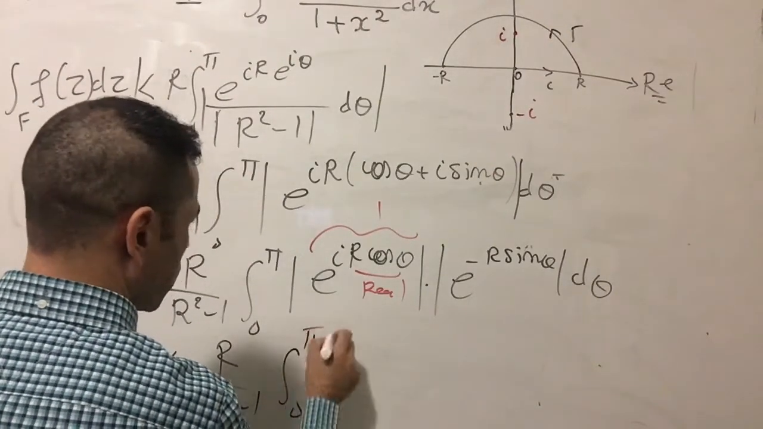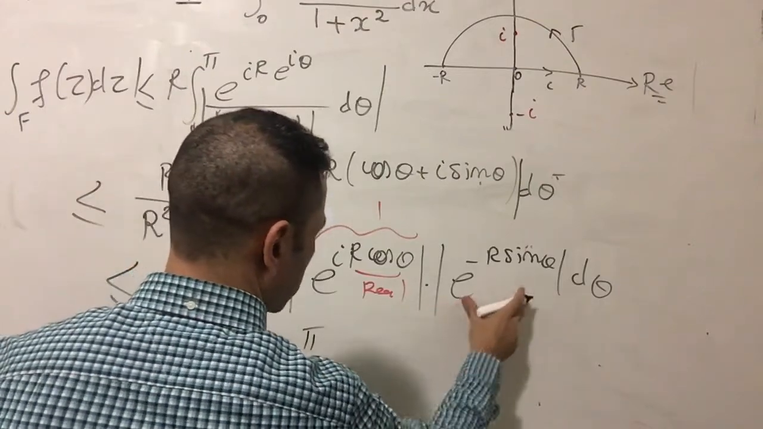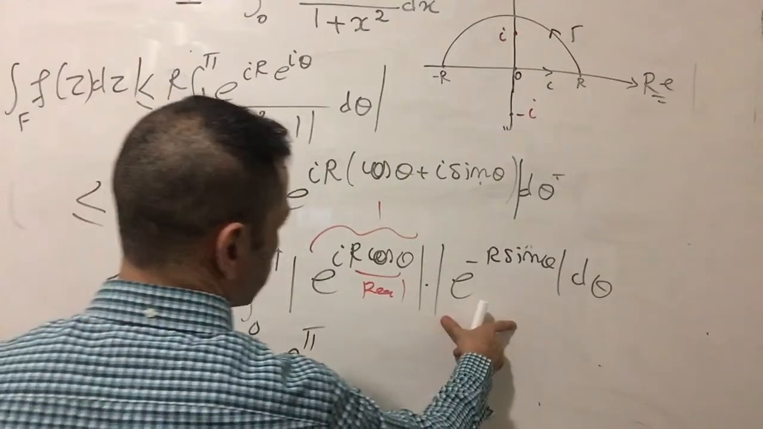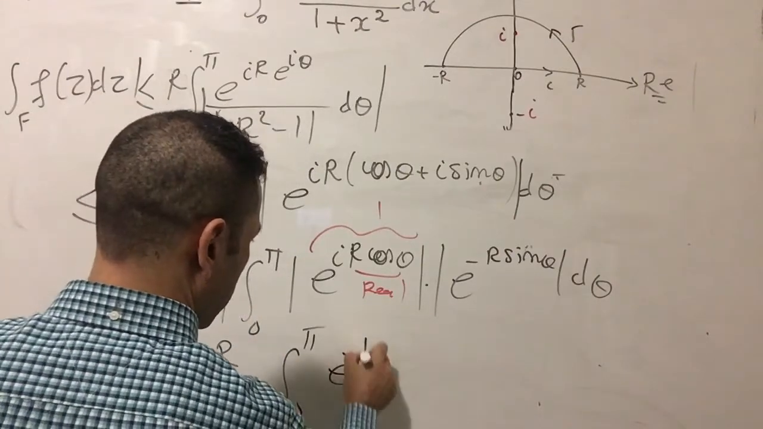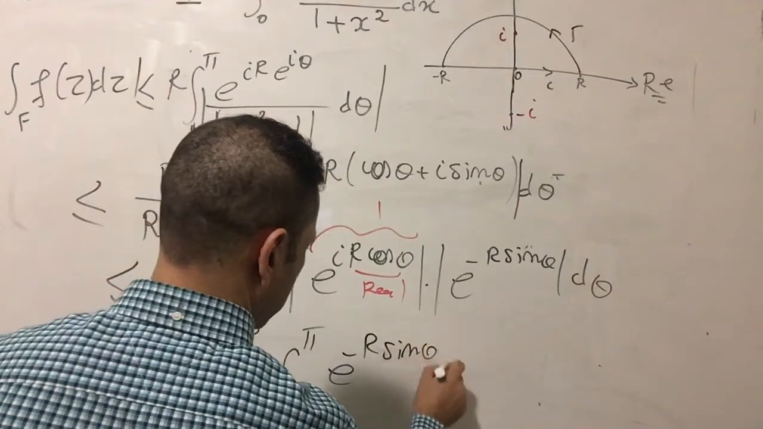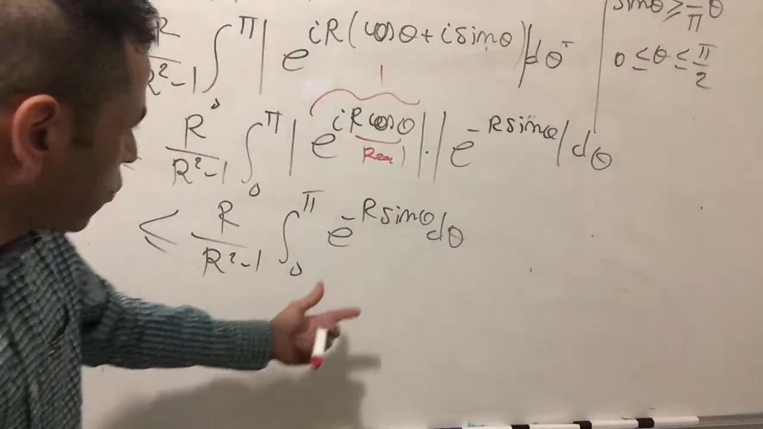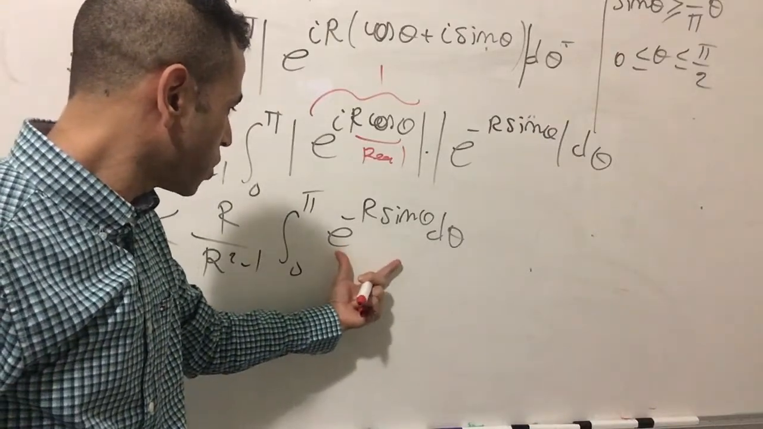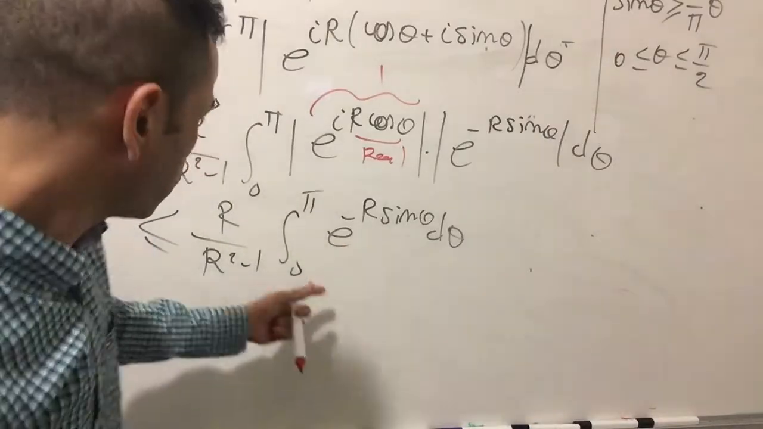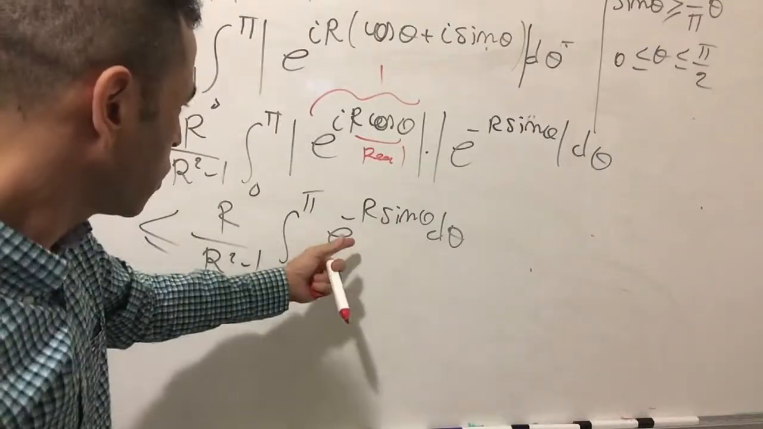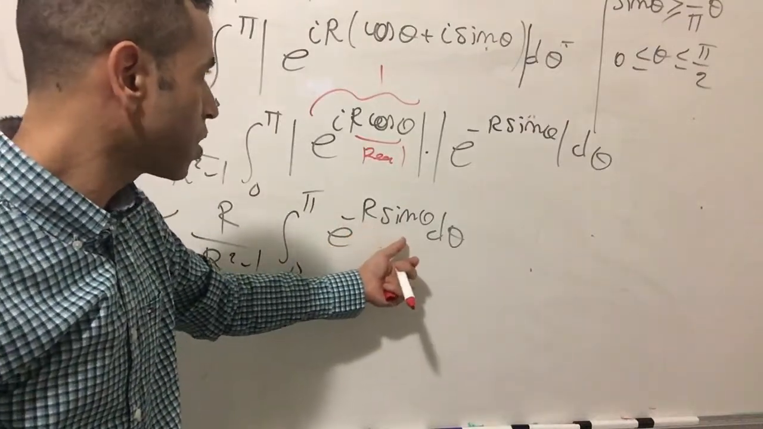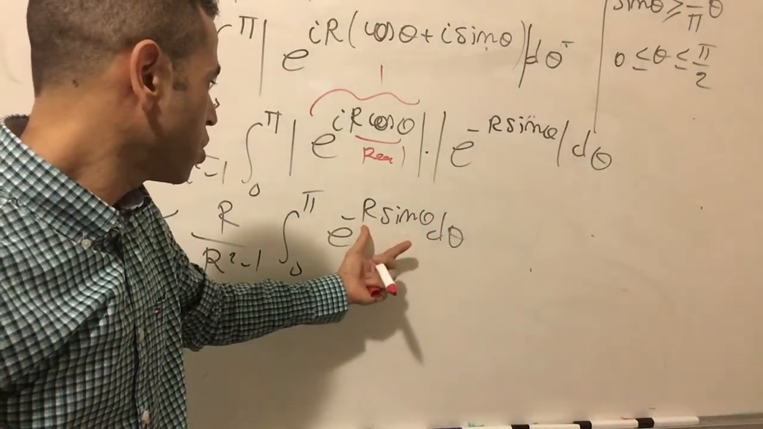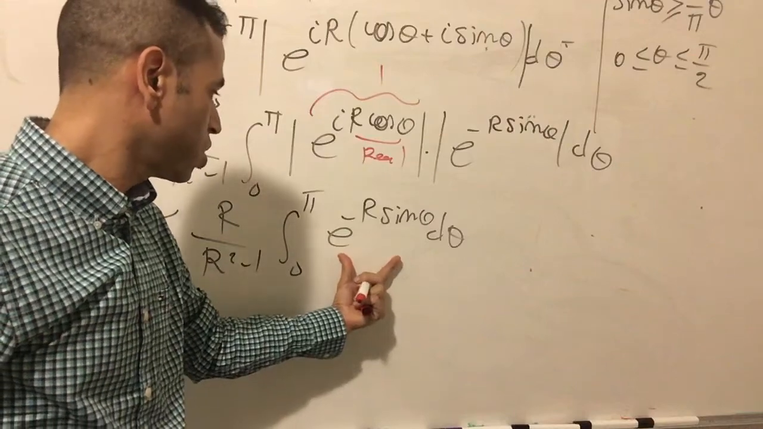The integral from 0 to pi. I will have only this term, which is positive, so now I'm going to take the absolute value off. So I will have e to the minus r sine theta d theta. Okay, so if you take a look at this integral, there is a problem if you evaluate it. If r is going to infinity, since r is positive and sine theta is between 0 and pi, sine theta is positive. So that means this one is going to be 0.